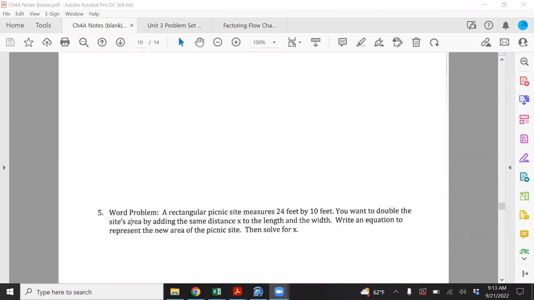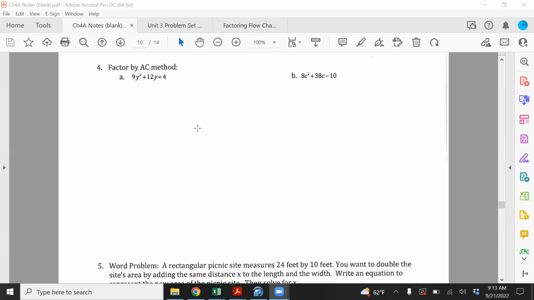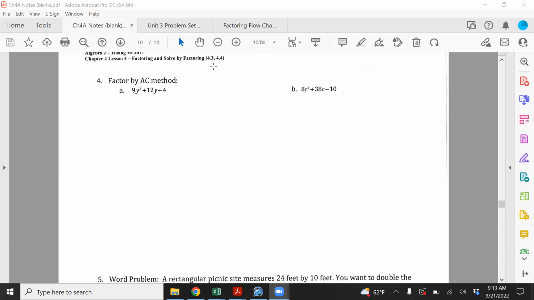Well, the area will be 480 because right now the area is 240. So now you want the area to be 480. Then you do 24 plus X and 10 plus X, and then you FOIL and set equal to 480. Actually it's not a bad word problem, but we won't do word problems today.